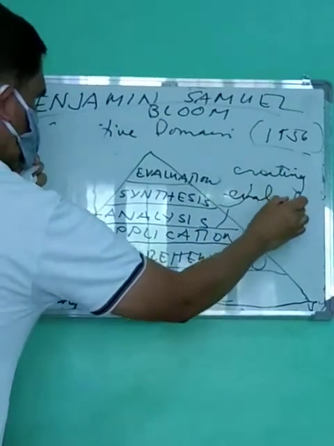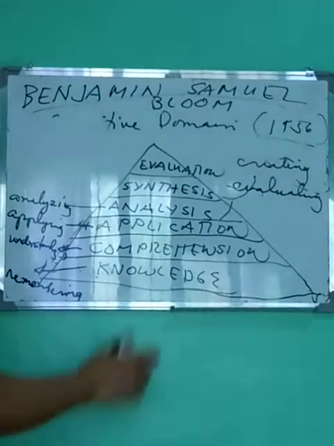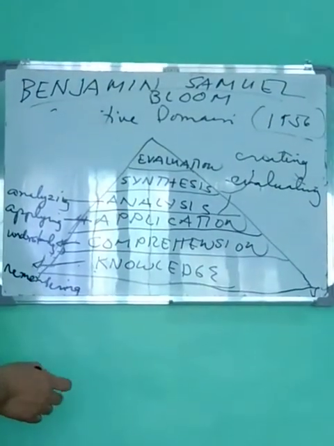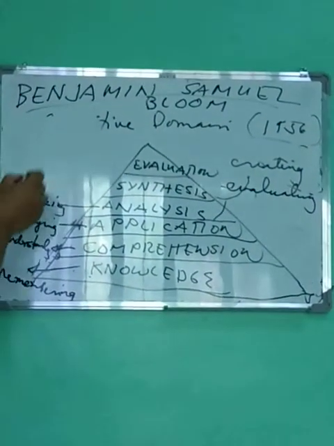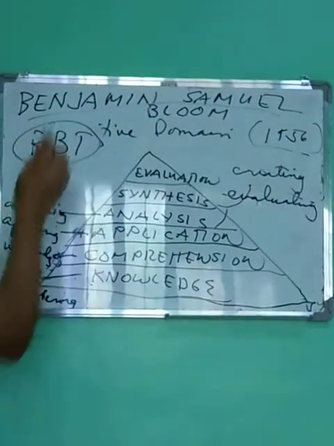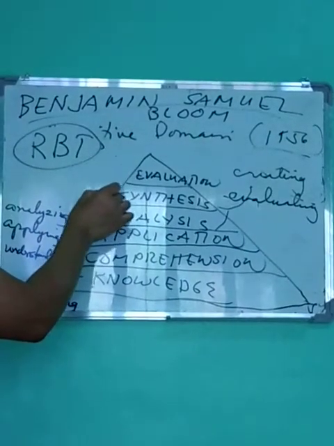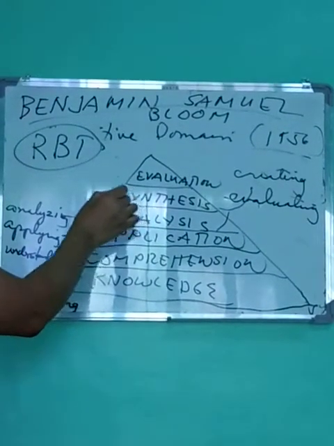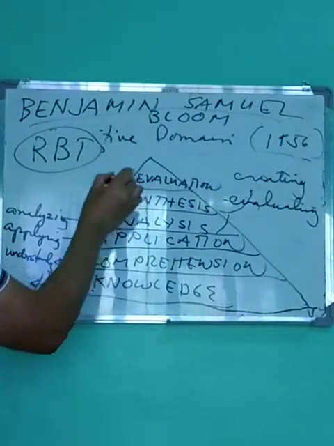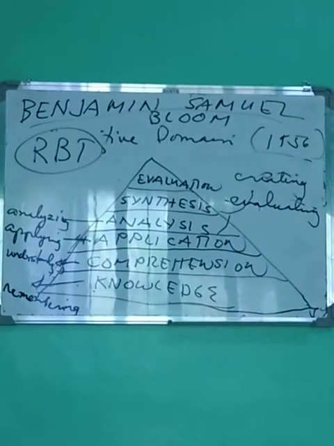Because according to the revisions, you cannot synthesize, or you cannot create without evaluating first. So that is now the revised Bloom's taxonomy. There's a change between this and that. This one goes down, lower, evaluating is now here. The synthesis or synthesizing is now up there, which is now called creating.